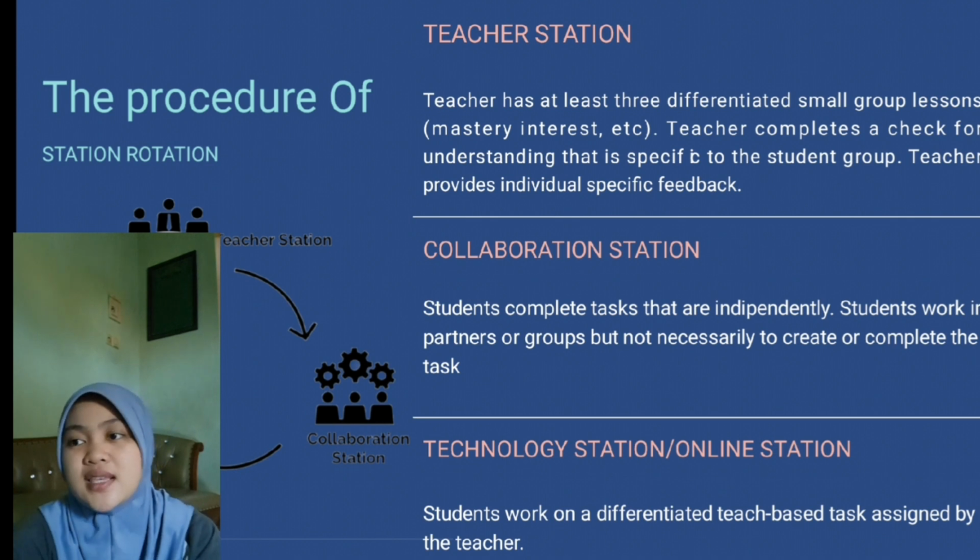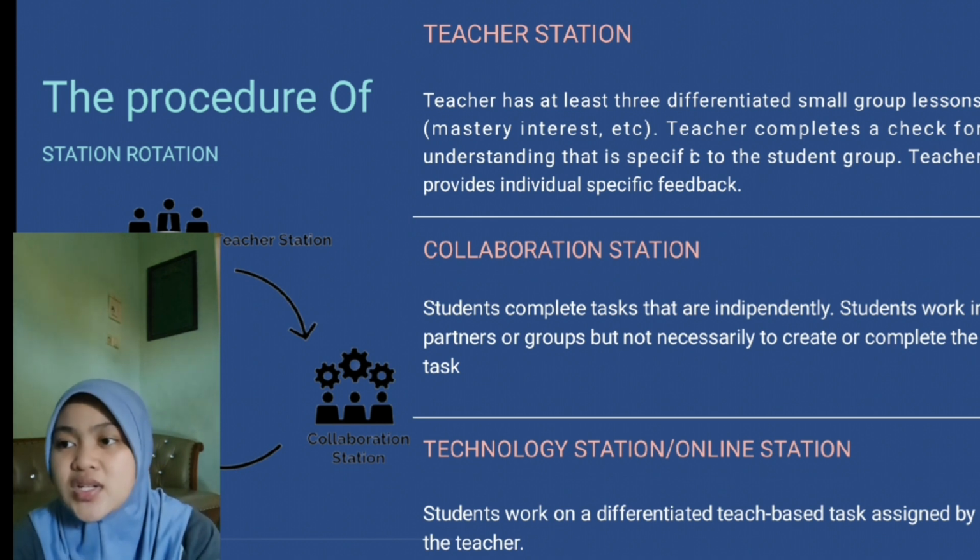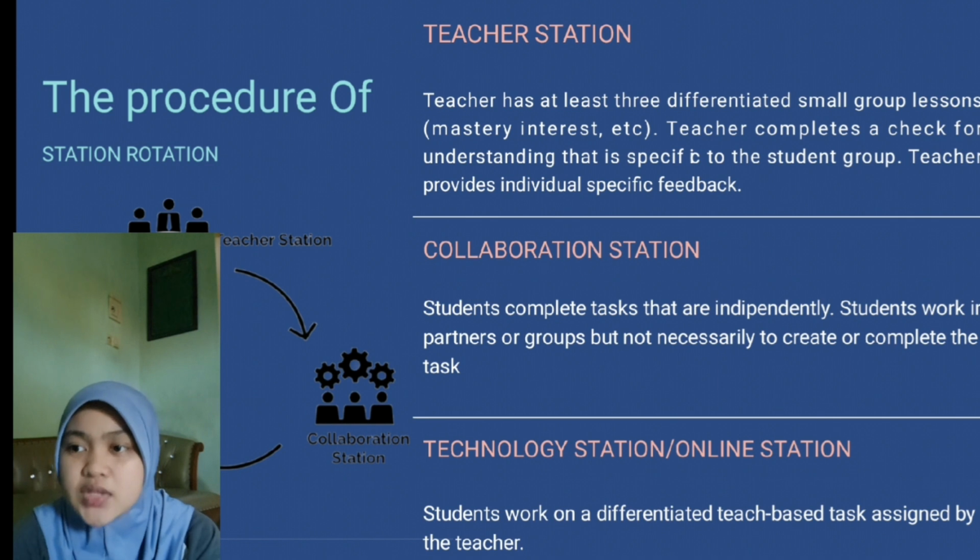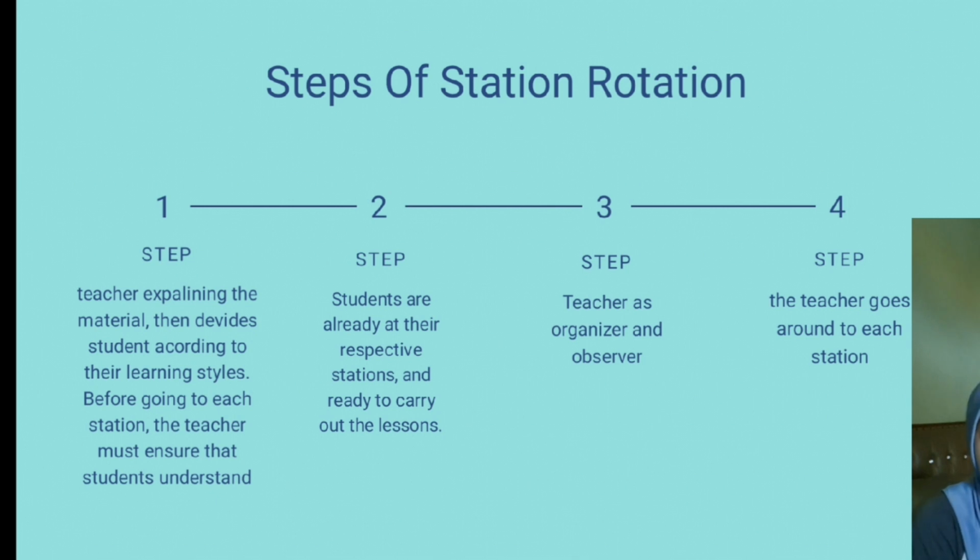And the next is the technology station or online station. Students work on differentiated tech-based tasks assigned by the teacher. The next material is the steps of station rotation. The first step is the teacher explaining the material, then dividing students according to their learning styles. Before going to each station, the teacher must make sure that students understand.